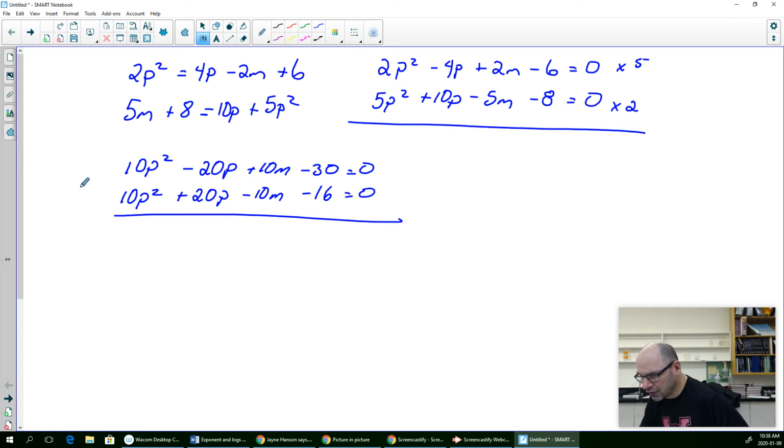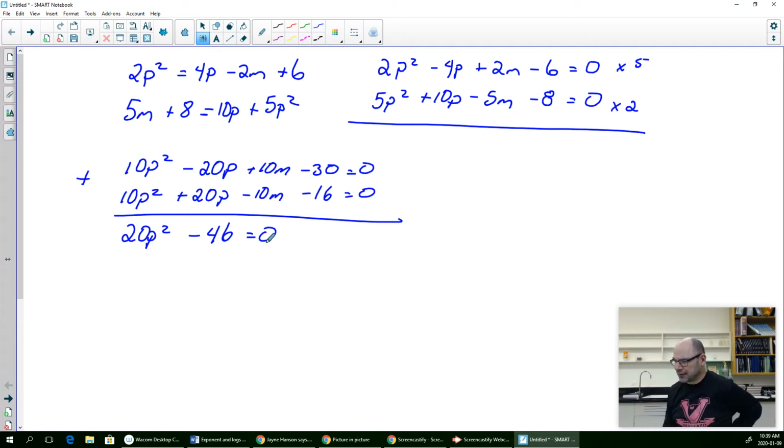So I'm going to want to eliminate these m's. So they're opposite signs, so I'm going to add this. So 10p squared plus 10p squared is 20p squared. Negative 20p plus 20p is 0. This is also 0. And then this is negative 30 plus negative 16 is negative 46 equals 0. Okay, so that's kind of where we're stuck at. So we're going to get two values of p here.